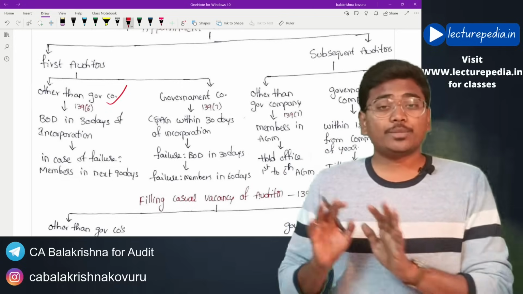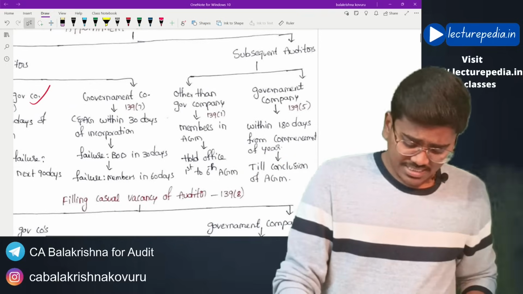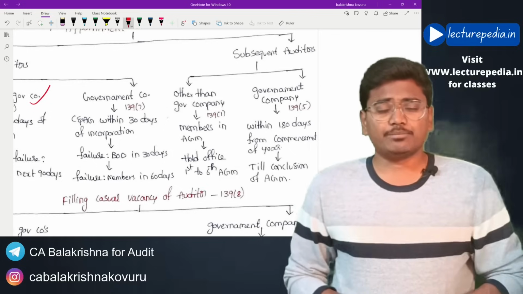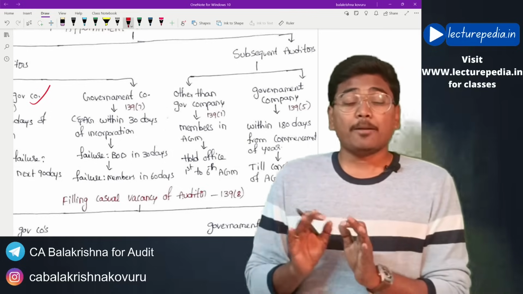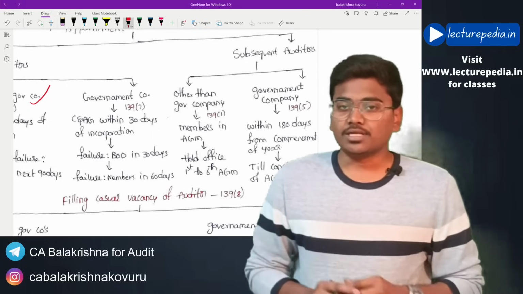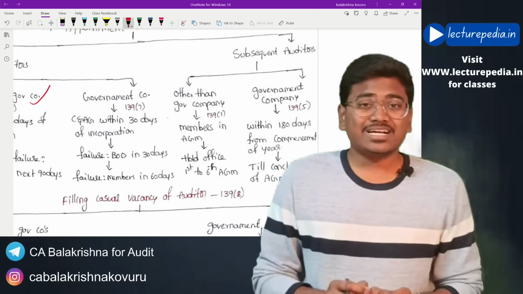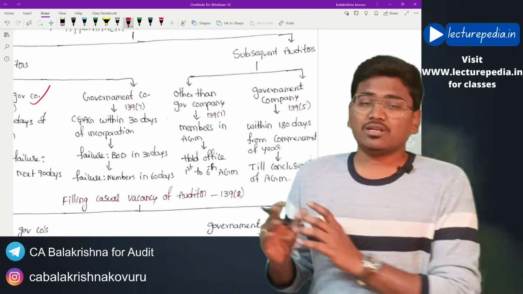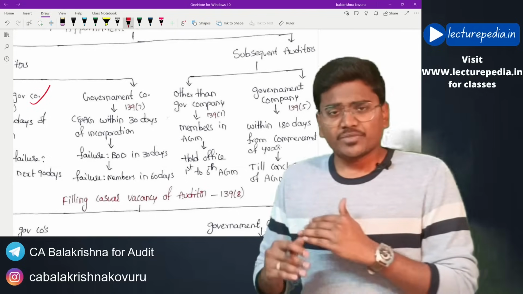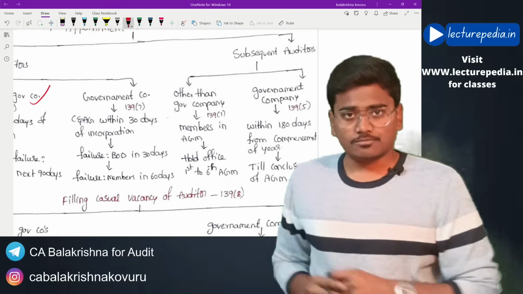And coming to appointment of the subsequent auditor, the subsequent auditor in case of other than a government company will be appointed by the members. In the annual general meeting, they will appoint the subsequent auditor. This subsequent auditor will hold office till the conclusion of the 6th annual general meeting, and after that again another auditor will be appointed whose term will be 5 years.